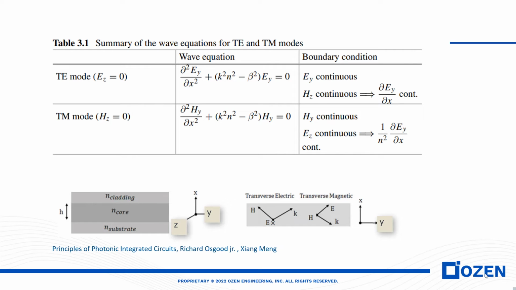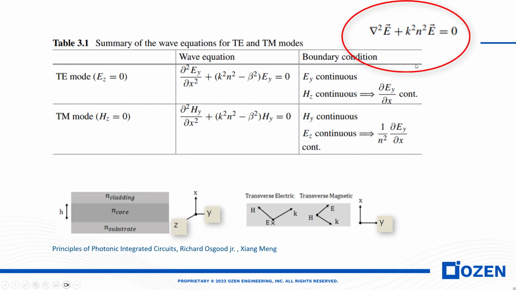To summarize the wave equations for TE and TM modes, we can start with the Helmholtz equation, which is del squared E plus k squared n squared E equals 0. After using the assumption, for the TE mode, Ez equals 0, and using this equation, we can achieve a wave equation like this: the second derivative of Ey plus (k squared n squared minus beta squared) Ey equals 0. Ey and Hz are both continuous, and the first derivative of Ey also is continuous.